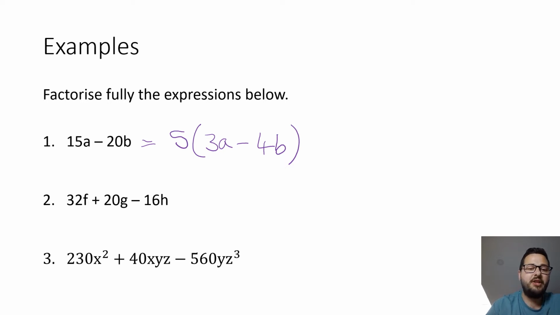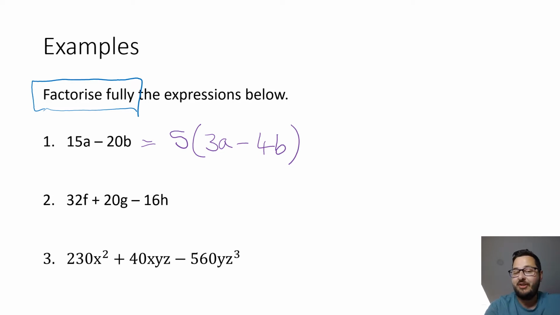Okay, the next one, we've got 32f plus 20g minus 16h. Now, I'm going to show you there's a few steps that you can take to do this, because we want to factorise fully. Factorising fully means that when you finish factorising, you can't factorise anymore. Here we've got 32f plus 20g minus 16h. Now 2 is a common factor of all these, but so is 4. But what we'll do is we'll factorise 2 and then we'll show that you can then just factorise it again. The best idea is if you can find the largest common factor, but if you can't, just factorise it and then you can factorise it again.